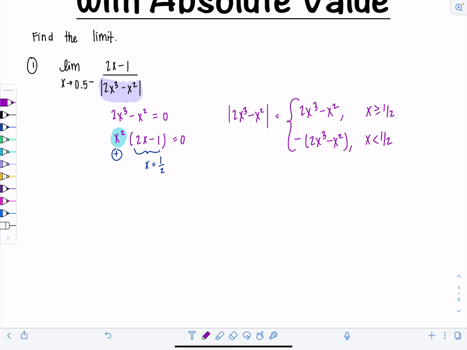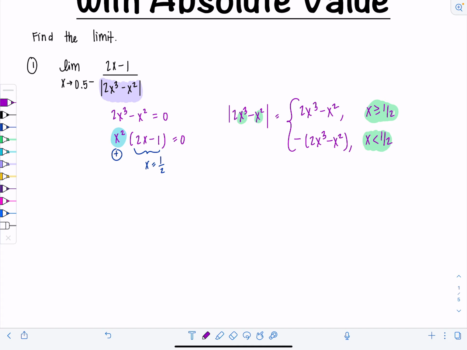You can confirm this pretty easily. Pick a number greater than 1/2, say 1. If you plug in 1 for x, 2 times 1 cubed minus 1 squared is a positive number, so we broke everything up properly. Pick something less than 1/2 to confirm, say 0. Well, it's 0, that's not a good example. Say you pick -2, then the quantity inside is negative. Good. Now we're ready to roll and take the limit.